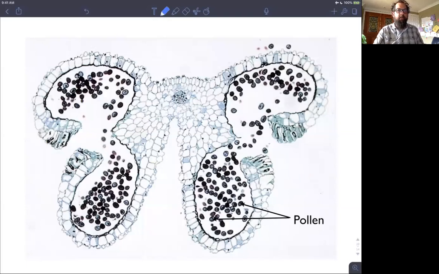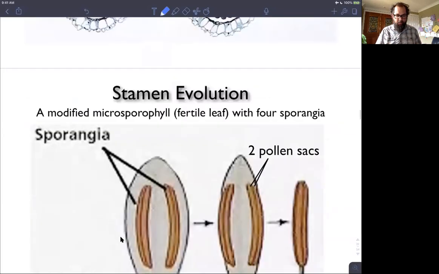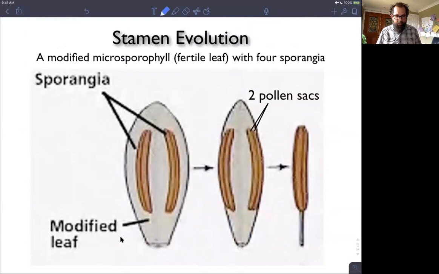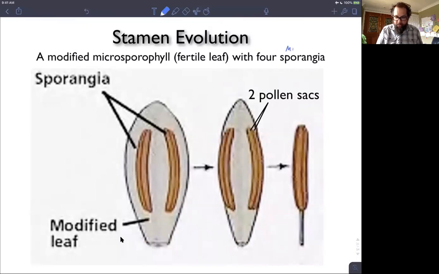So where did these things come from? If we look through the fossil record and look at the variety of stamens that we see throughout angiosperms, we can interpret the evolution of the stamen as a modified microsporophyll. A sporophyll is just a fancy word for a fertile leaf. And this fertile leaf would have had four microsporangia on it.